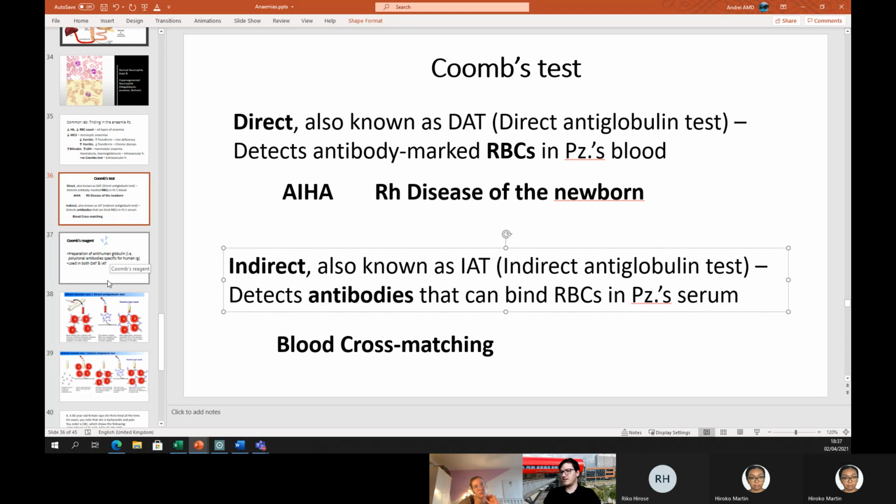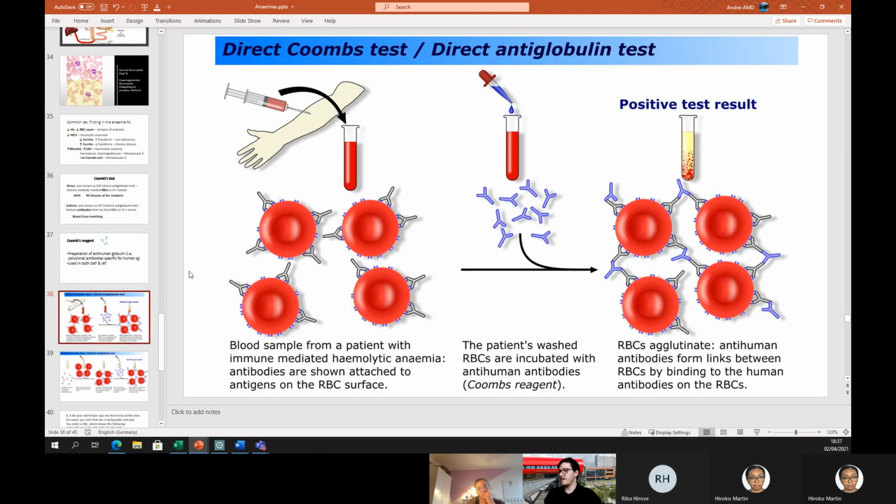And I just have these nice pictures right here. So for the direct Coombs test, you take a blood sample from the patient. You have those antibodies that are marking those cells for destruction, and we want to diagnose that this is the case.